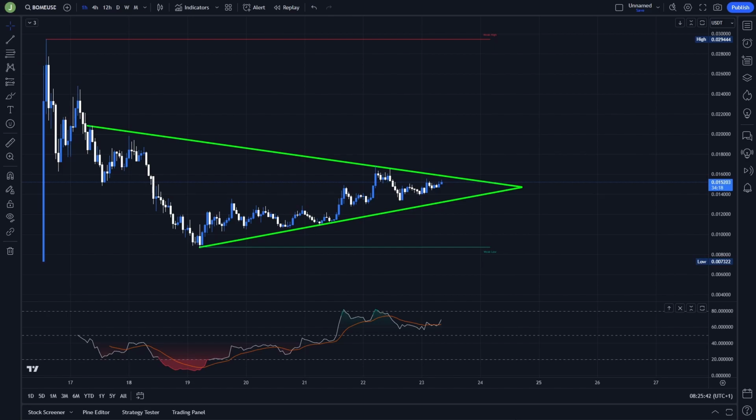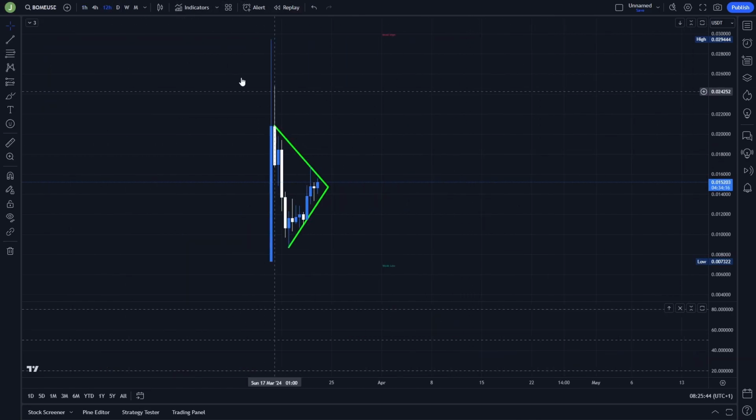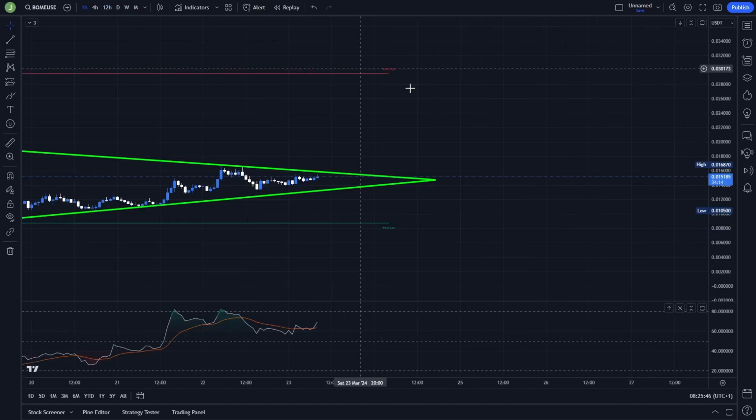this coin is relatively new. We don't have any interesting supports or setups on the higher time frame.